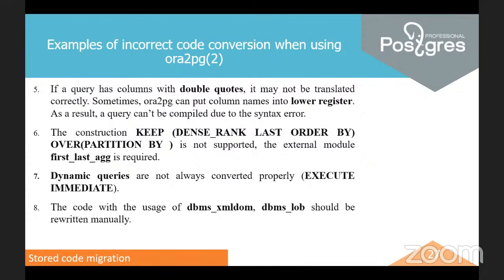If a query has columns with double quotes, it may not be translated correctly. Sometimes Ora2Pg can put column names into lower case. As a result, a query can't be compiled due to a syntax error. The construction, the so-called KEEP DENSE_RANK FIRST/LAST, you can see this statement on the slide. It's not supported. The external module first_last_agg is required. This module is really amazing because it allows you to erase a lot of join operations. One thing I can't understand is why it's not part of the Postgres contrib modules. It's a very small extension, but it's very useful, and it really helps to save the day.